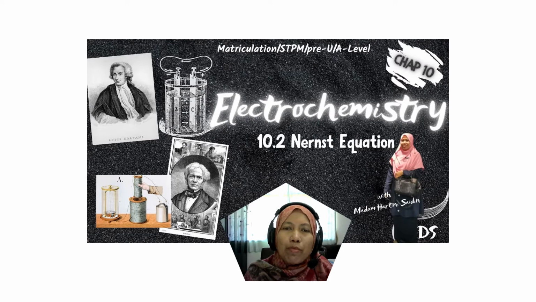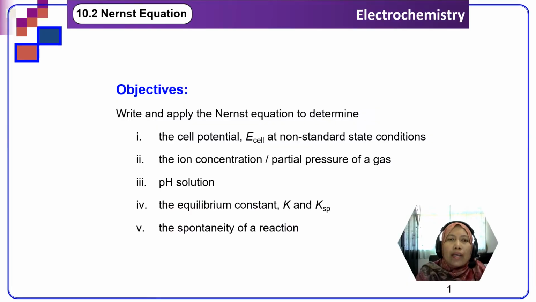Hari ini kita akan buat sambungan kepada subtopik Electrochemistry iaitu Nernst Equation. Okey, objektif untuk subtopik ini, number 1, write and apply the Nernst Equation to determine first is the cell potential at non-standard state conditions. Number 2, the ion concentration or partial pressure of a gas. Number 3, pH solution. Number 4, the equilibrium constant K and Ksp. And number 5, the spontaneity of a reaction.